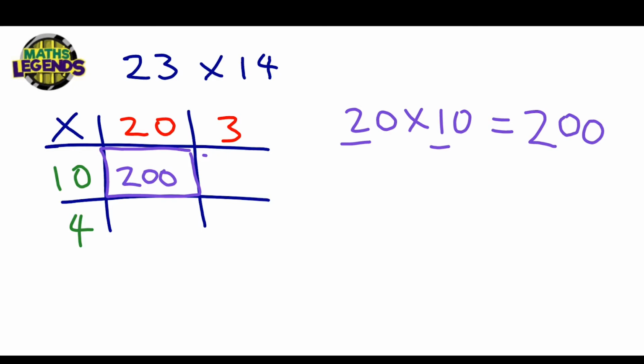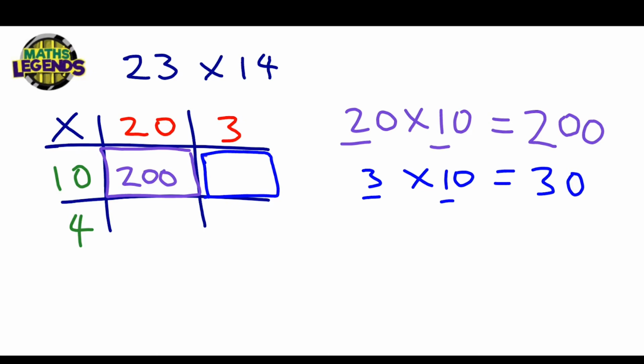We then look at the next box along, choose any box, but try to do it in a particular order. So we'll do this box now next. So here the top number is 3 and the left number is 10. So 3 times 10. So again, we multiply the numbers in front of the zeros. So it's 3 times 1, which is 3. And we count the number of zeros. We have 1 0. So that's 30. We place a 30 here.